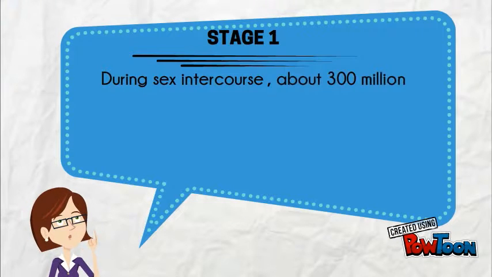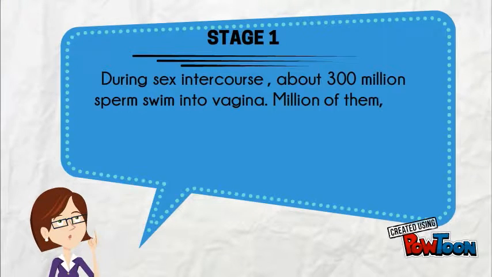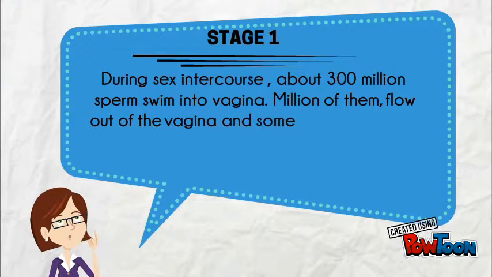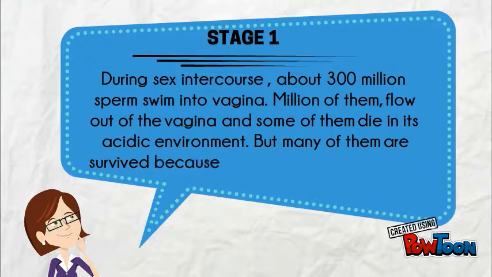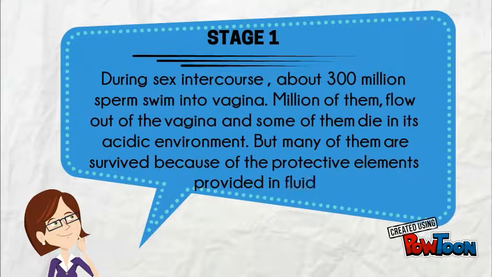During sexual intercourse, about 300 million sperm swim into the vagina. Millions of them flow out of the vagina and some of them die in its acidic environment. But many of them survive because of the protective elements provided in the fluid.